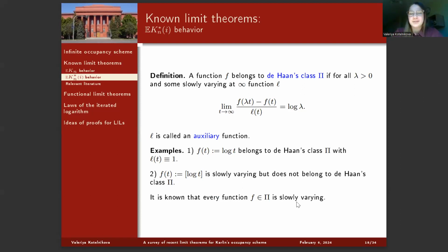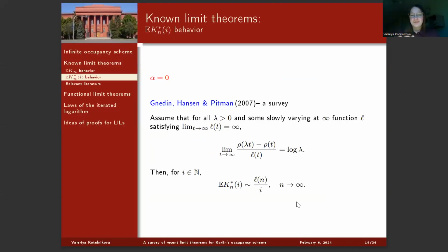And therefore, when I refer to the case when alpha is equal to 0, usually I mean by this that the counting function belongs to the Hahn class. So the result which I found in the survey by Gnedin, Hansen, and Pitman in 2007 is as follows. They assume there that the counting function belongs to the Hahn class with auxiliary function L. And also this auxiliary function is divergent to infinity and slowly varying.